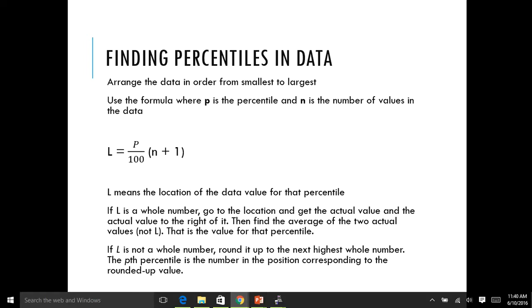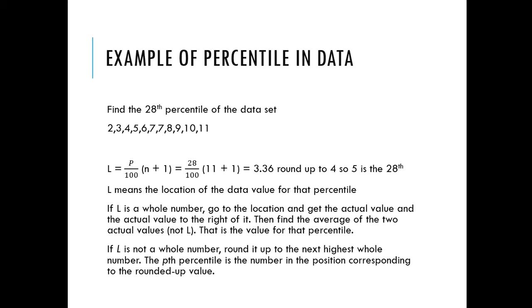Let's do an example. Find the 28th percentile of the data set. Here's my data set. I have it in order from smallest to largest. If I count up how many data values I have, 11. Even though 7 occurs twice, I have to count it independently. Then L equals P over 100 times N plus 1. I insert 28 for P, and then I insert 11 for N. If I do the math, I get 3.36, which I'm going to round up to 4.